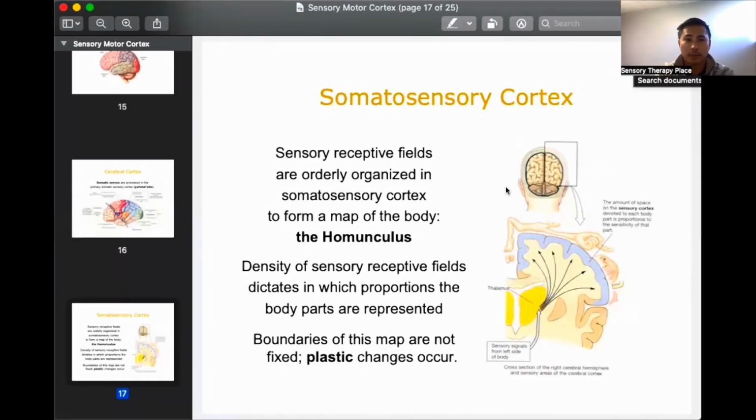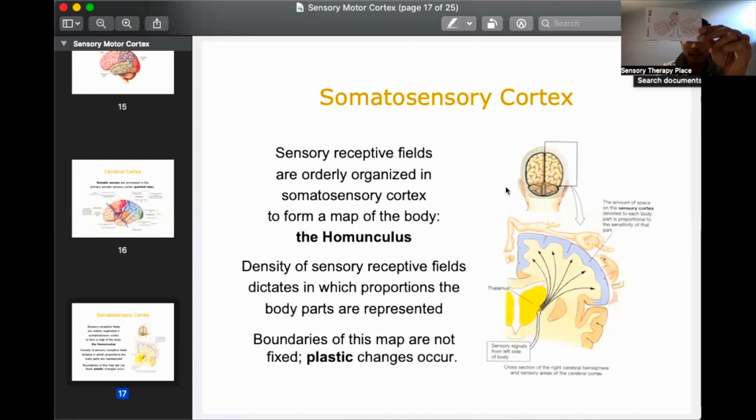Now, in this picture, we're looking at the somatosensory cortex, also known as our sensory motor cortex. This picture depicts the homunculus. Homunculus is very interesting. Looking at the brain, you can see the hand in this picture right here is so big, as well as the tongue, jaw, and mouth area.